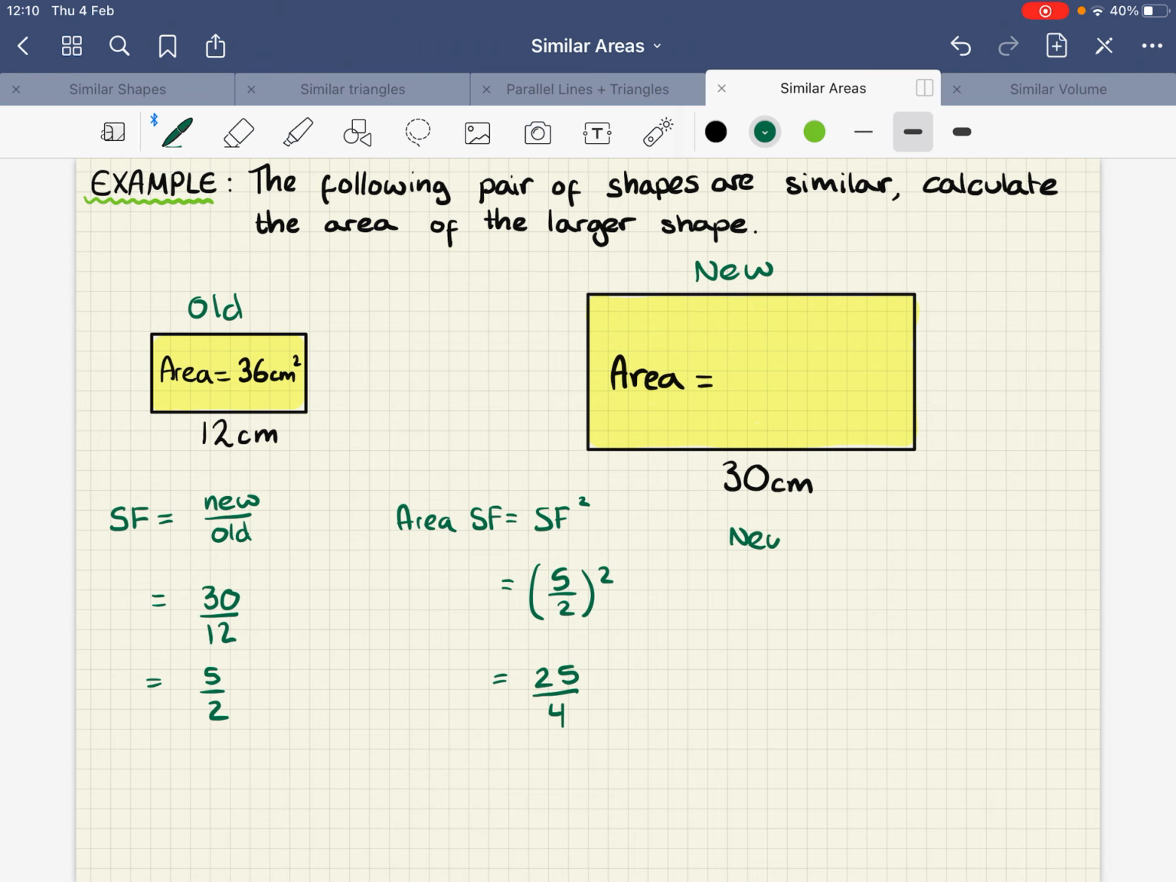So then my new area, I take the area scale factor and I multiply it with the old area, which gives me an answer of 225 centimeters squared. And a good little clue that you are having to square the scale factor is the fact that in the units, we do deal with centimeters squared, meters squared, millimeters squared, and so forth.